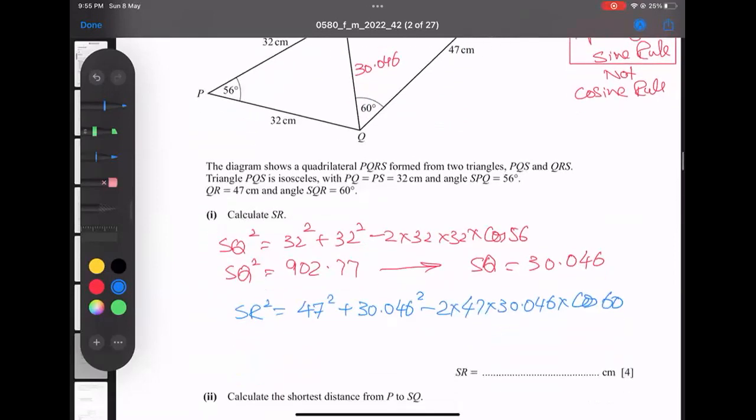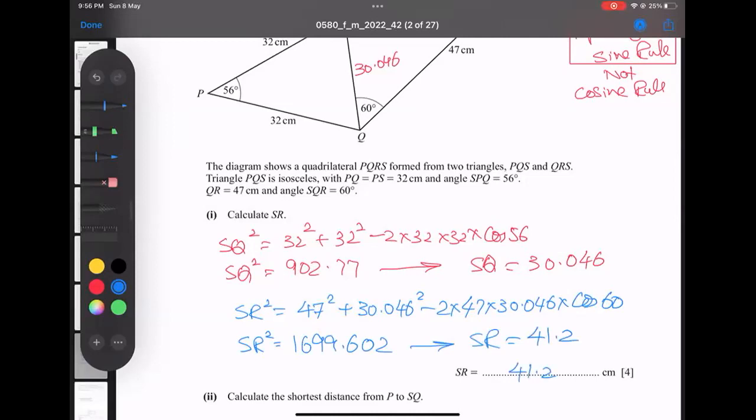So just type in the whole thing in the calculator all together: 47 square plus 30.046 square, negative 2 into 47 into 30.046 into cos of 60. And I'm getting here 1699.602. When I take the root, I'm getting here 41.222. So 41.2, I got it.